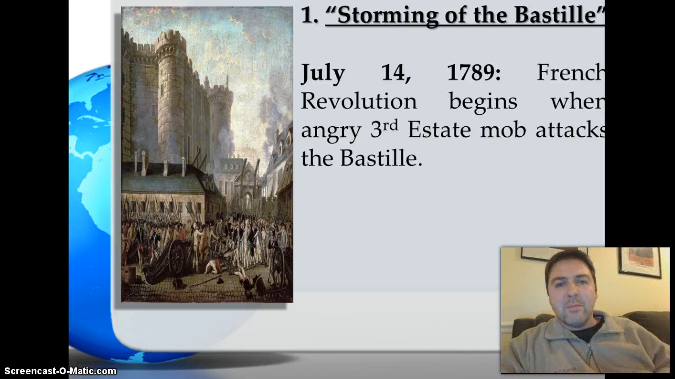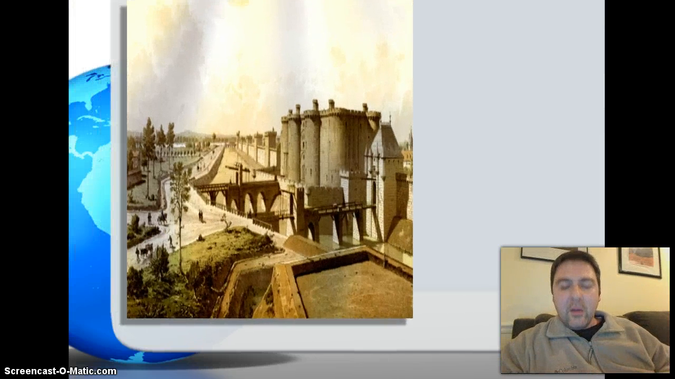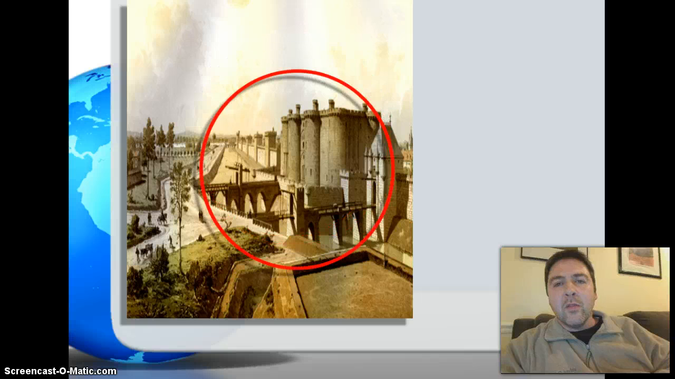To storm a building is to attack it, to run in, as we see in the painting here, people with guns and swords and pitchforks and all kinds of weapons. They run in loud and they attack this building. The crowd was largely made up of the third estate. The Bastille was this building here that we see in the painting here on the right.